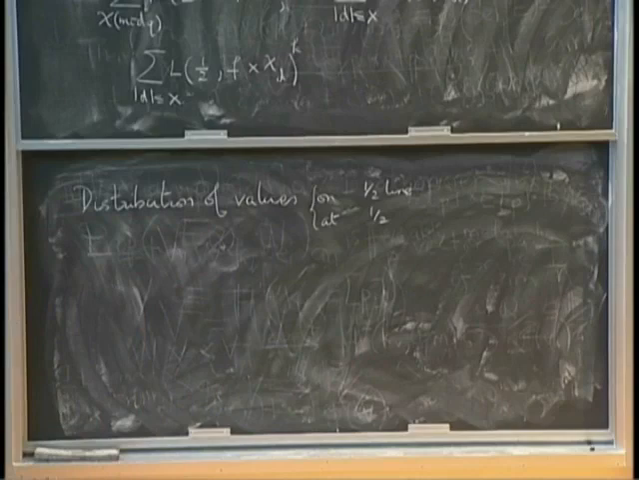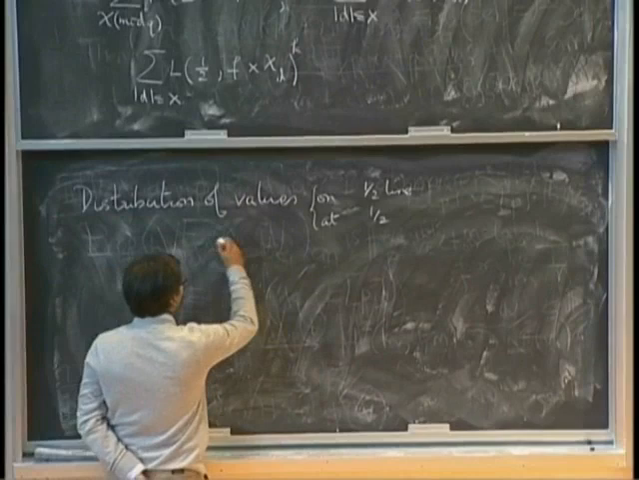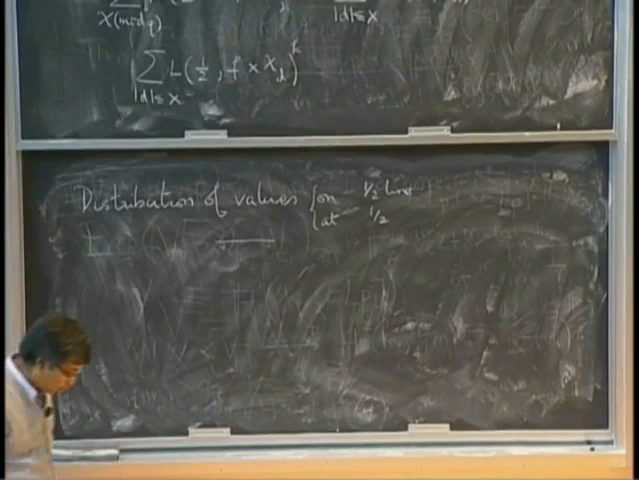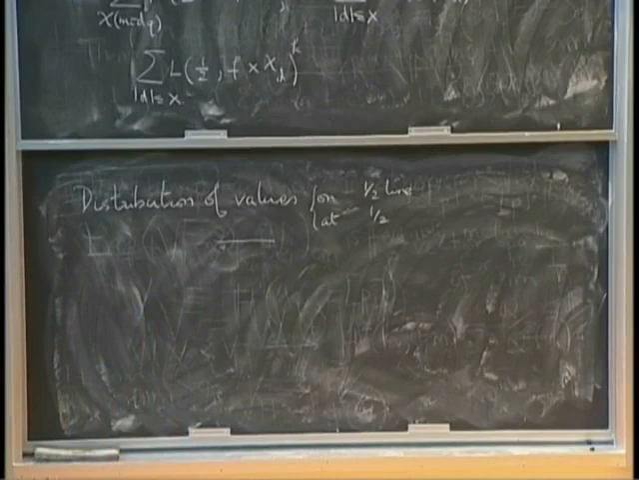Maybe to start with, let me explain why we focus on the half line. You could study these kinds of questions on other lines as well. The problem is easier on any line except for the half line, and the half line is the hardest. Easier doesn't mean that we really know the answer, but at least conjecturally, we understand everything about moments to the right of the half line.